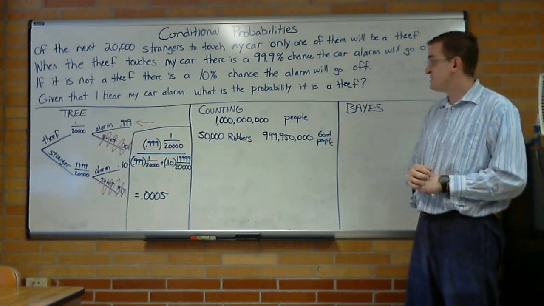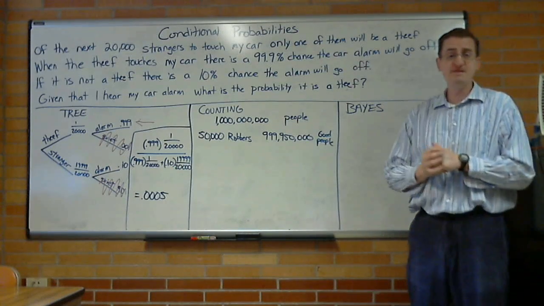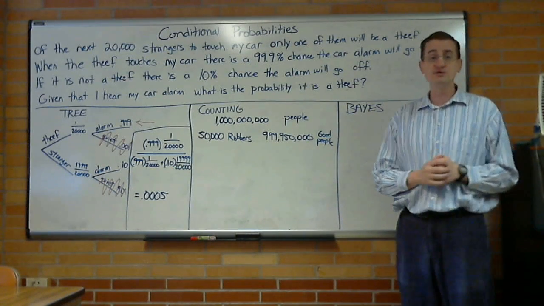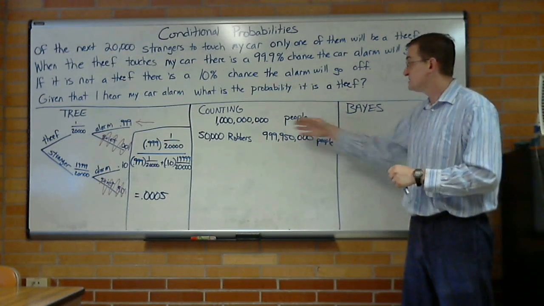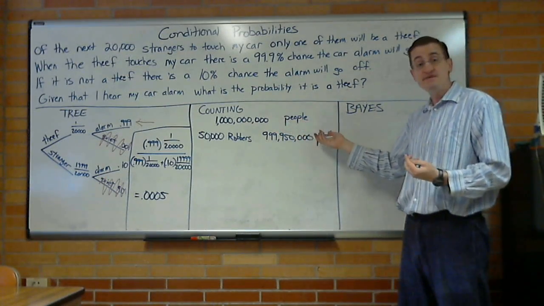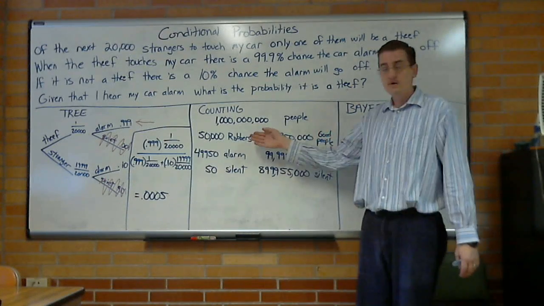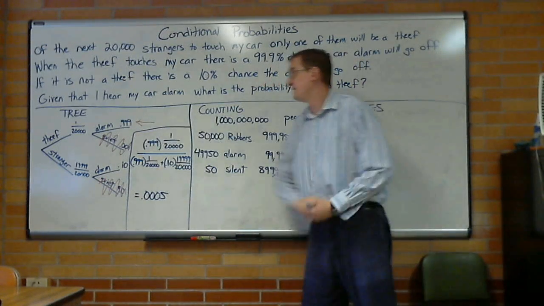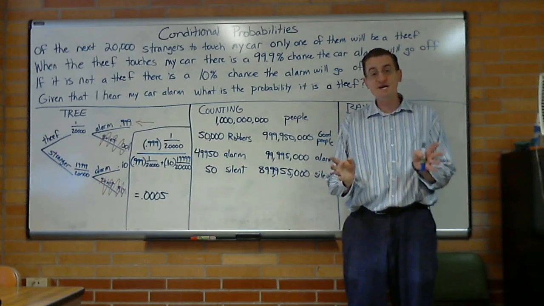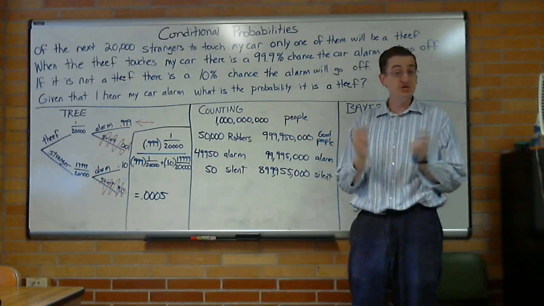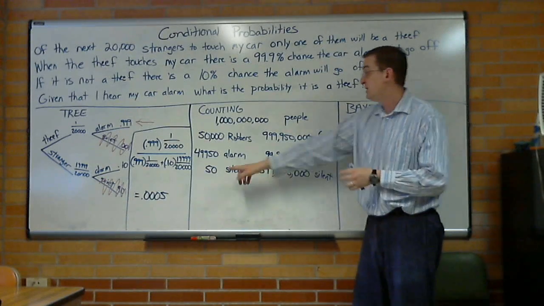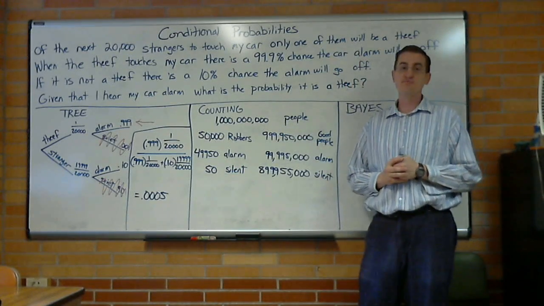And there would be 999,950,000 other people, not robbers. If you're not trying to steal from me, then I call you a good person. So there's our breakdown. Now, how many of these scenarios would have the alarm? Well, I take this times the 0.999, and I get 49,950 times that the alarm went off so that we could catch the robber. That's good. That's what we want the car alarm to do. There were 50 times that a robber snuck through.